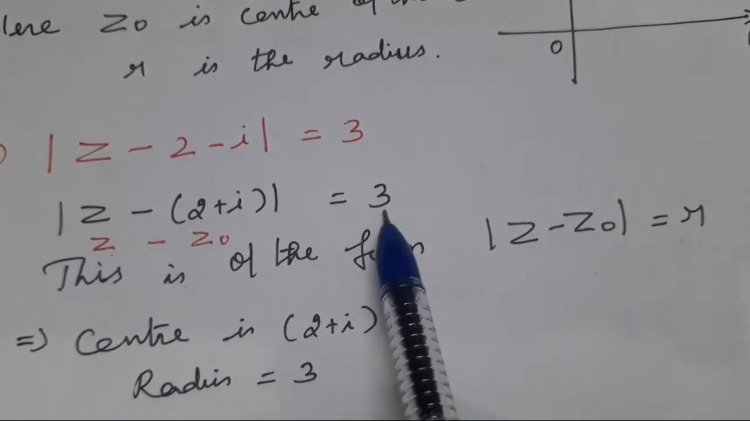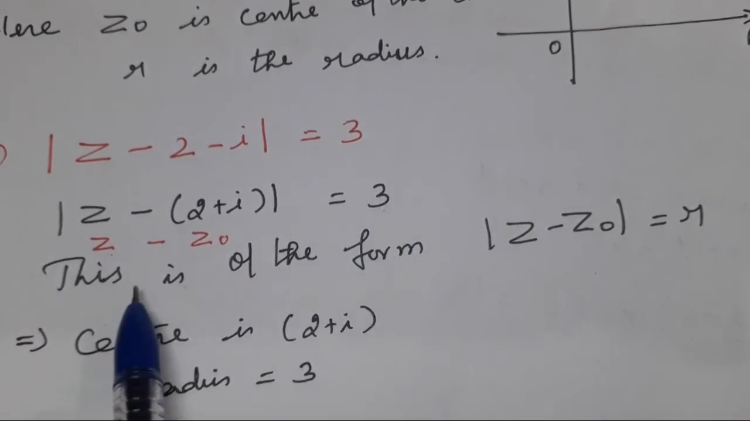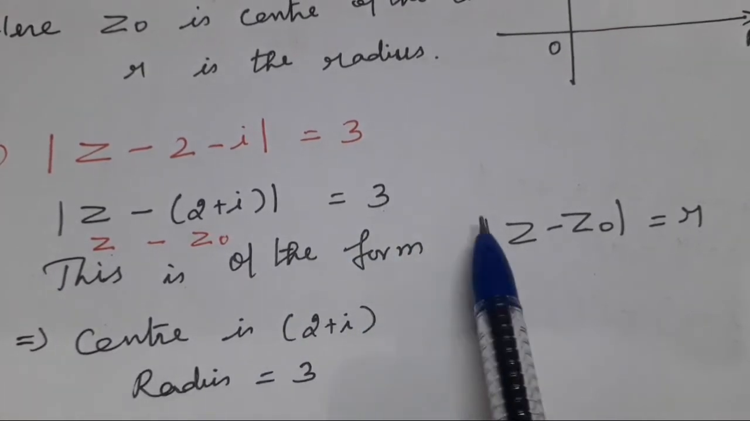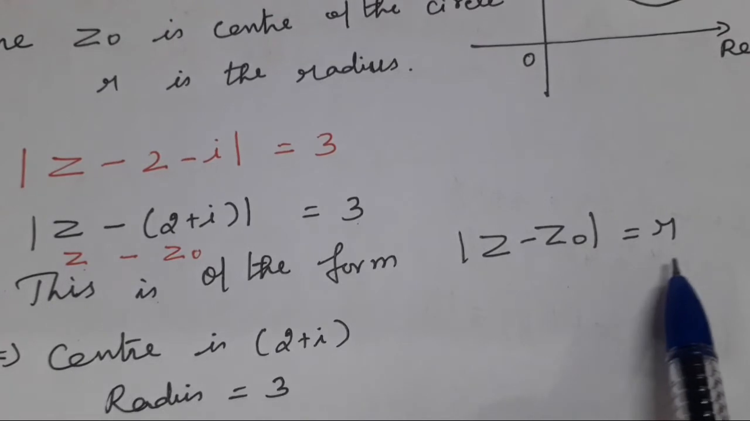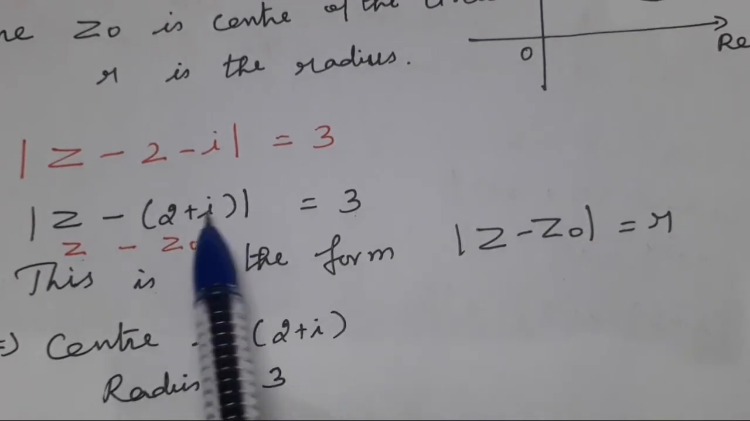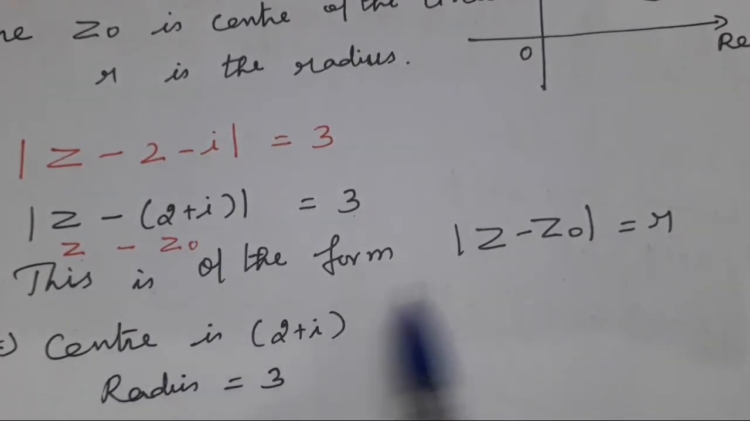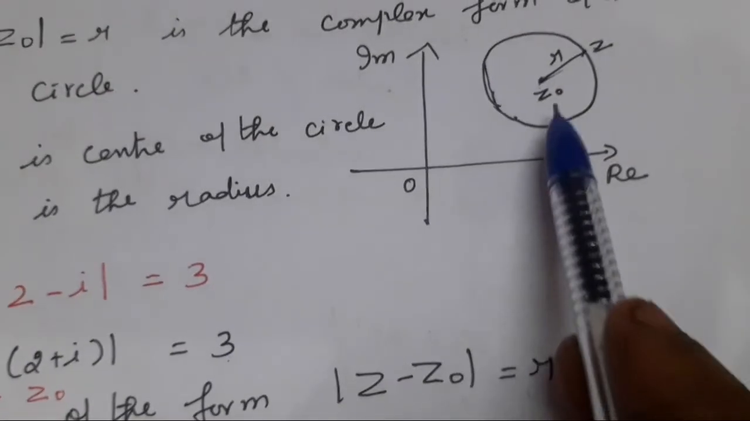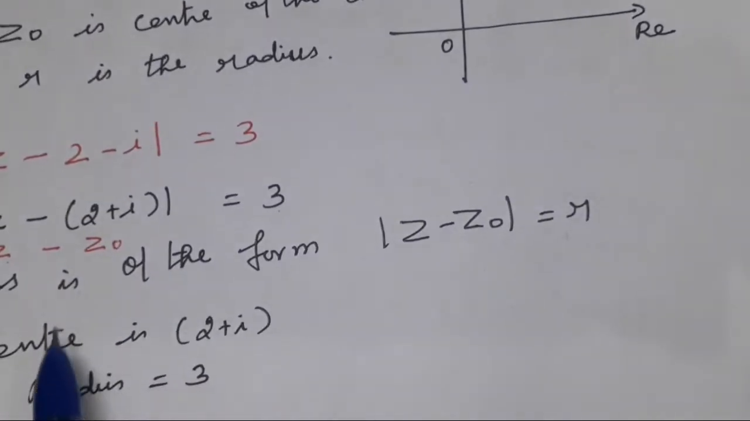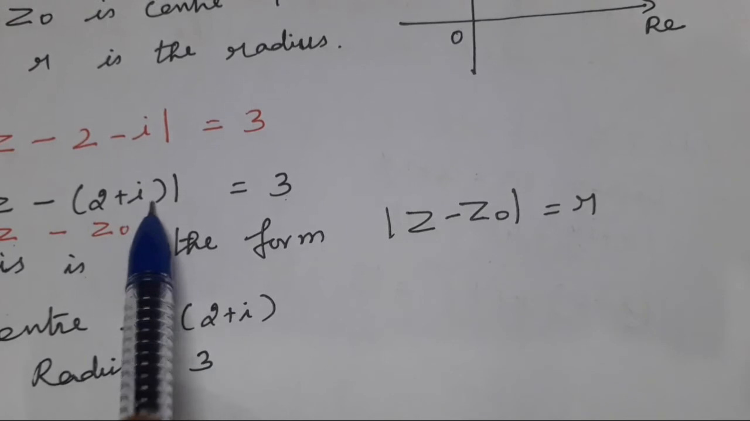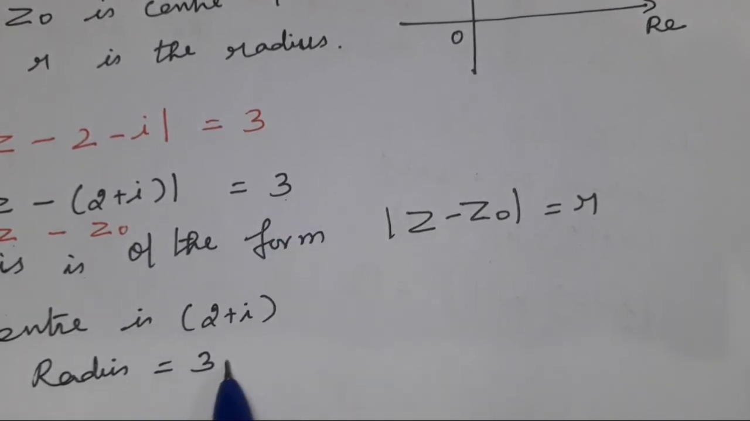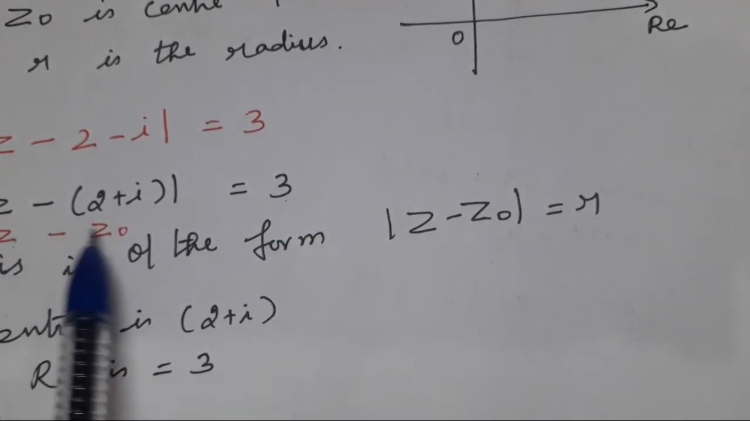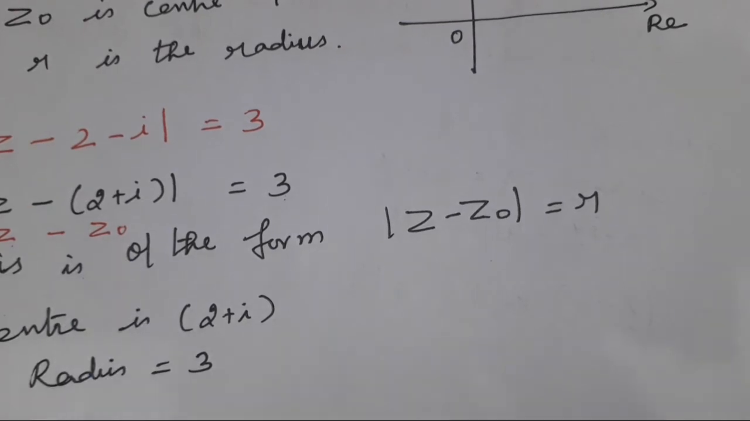2 plus i. This is R. Now, what is the form of this equation? Modulus of z minus z naught equals r. Our z naught is nothing but 2 plus i. See here from the diagram, z naught is the center. Therefore, the center of the circle is 2 plus i. The radius of the circle is nothing but 3, because we make the equation in the form of z minus z naught.